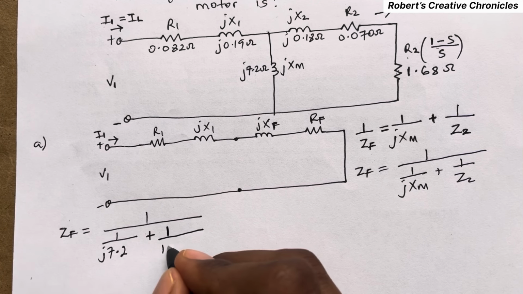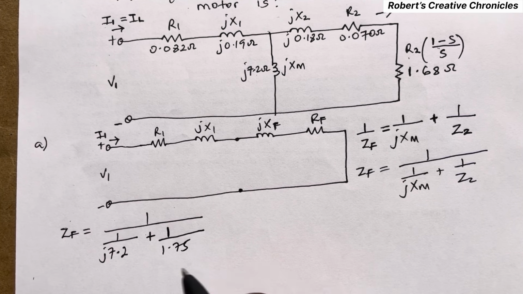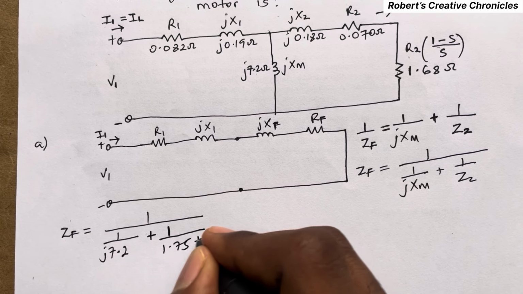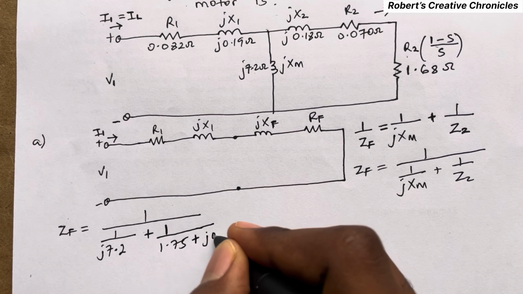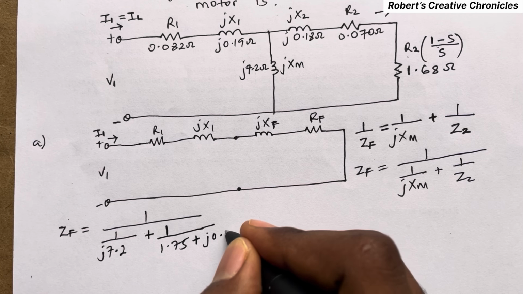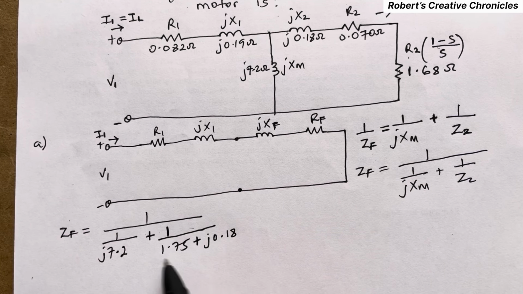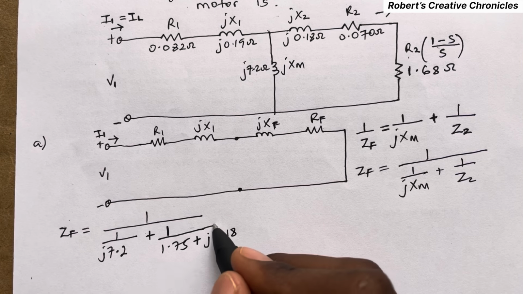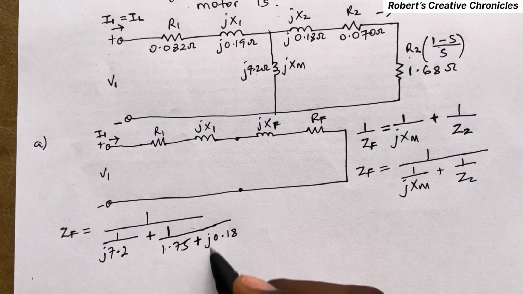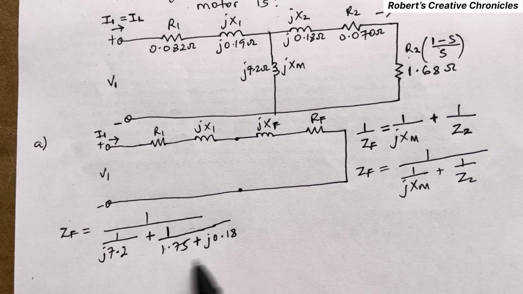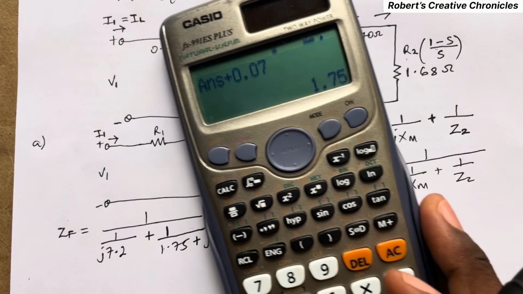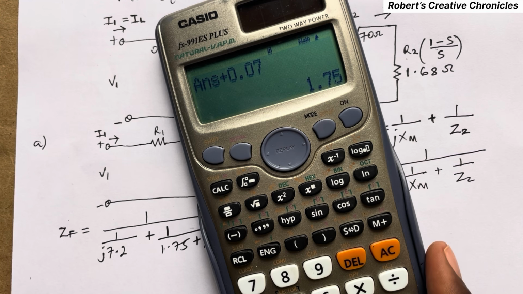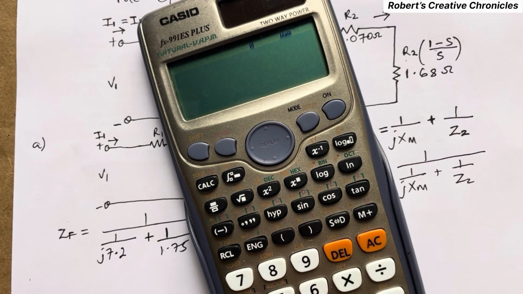One over 1.75, this is the resistance, then plus j0.18. So this is resistance plus j reactance, and this makes the impedance. We can plug this in the calculator directly.